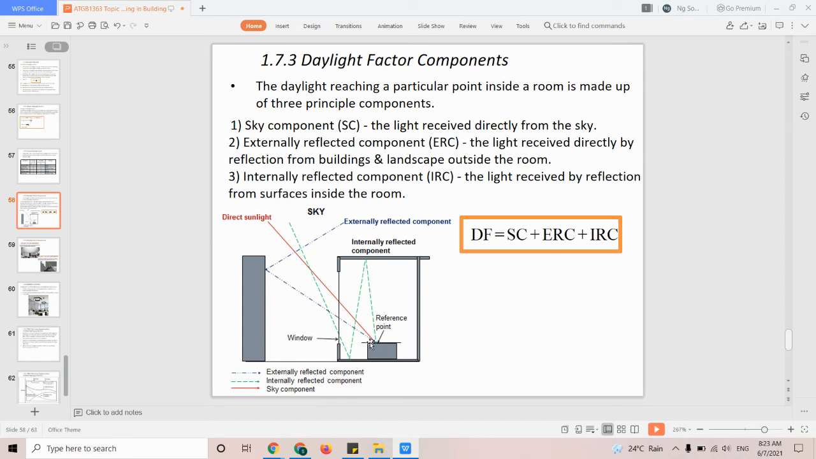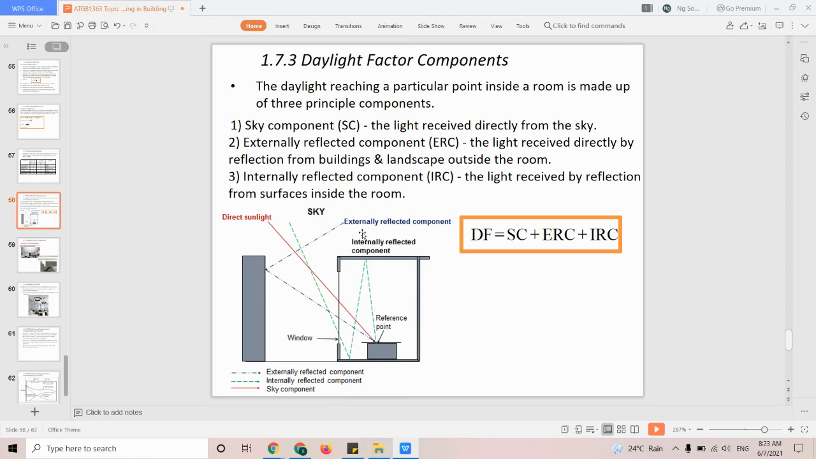So we will actually have a surface reference. Let's say in a room, this room is used for studying. So where's the surface reference? It will be on the table. So any sky component which is direct from the window will be shining here. That will be called direct sunlight.